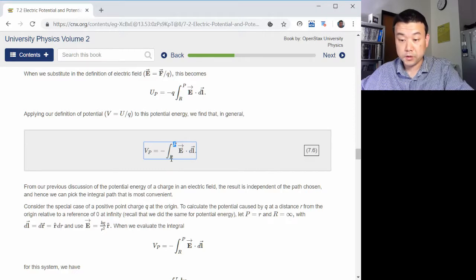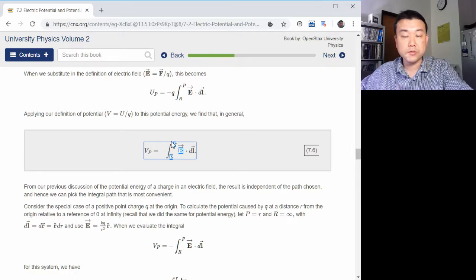Or if your starting point is the reference point, for example, that infinitely far away point for point charges, then you could call this potential at point P. Now, I hope this reminds you of how we defined potential energy. And it's all meant to be analogous. And just like with the potential energy, the exact path you take actually doesn't matter. The only thing that matters is the beginning and the end point.